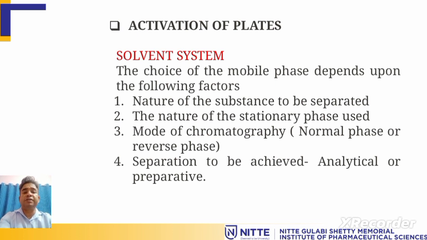So what is the solvent system? Again, the solvent system in TLC is not universal. You need to prepare the solvent system depending upon the nature of the compound. The nature of the compound for separation decides which type of solvent system has to be prepared. The choice of mobile phase depends upon the following factors: the nature of the substance to be separated, the nature of the stationary phase used, the mode of chromatography, whether normal or reverse phase, and the separation to be achieved, analytical or preparatory. We will discuss analytical and preparatory in the HPLC section, which is not included in this unit.